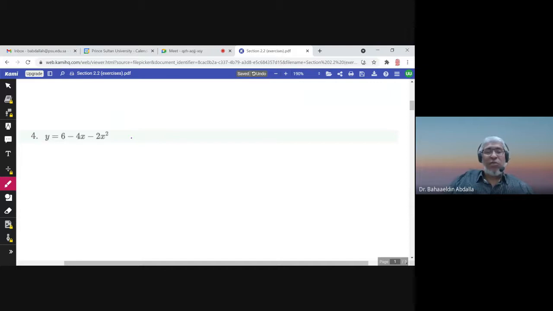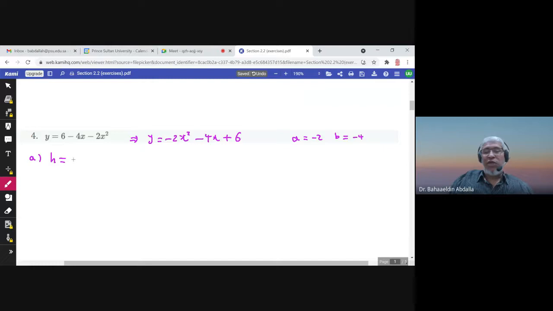Same question, but with a different quadratic function. So I'll start by arranging it. X squared first, then x, then the number. Well, a here is -2, coefficient of x squared. B, coefficient of x is -4, and C is 6. Part A, find the vertex.